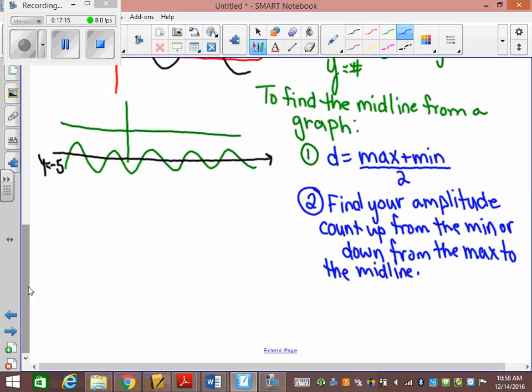Because with a graph, they could literally just say, what's the equation of this graph? Then you'd have to know A, B, and D. Or they could say, what's the amplitude of this graph? And you literally just have to find the amplitude. Or what's the midline of this graph? And you have to find the D. Or what's the period of this graph? And you have to calculate it from the graph. Or what's the B value? And you have to find it. So either way, we have to be able to still find A, B, or D to answer all those questions.